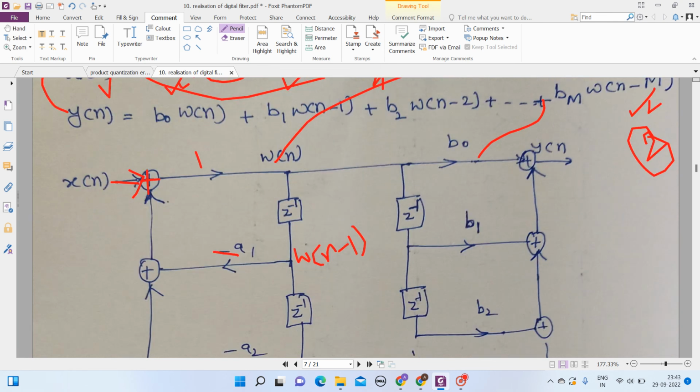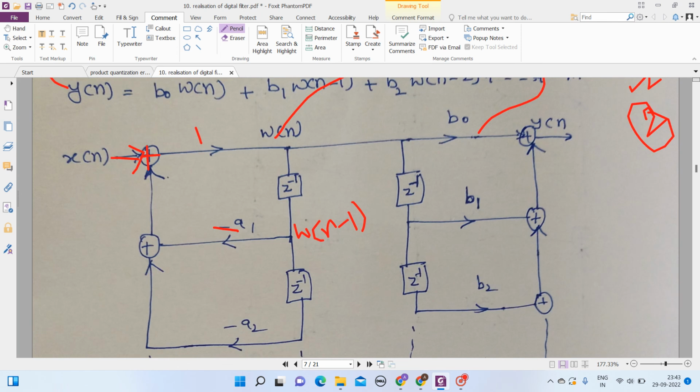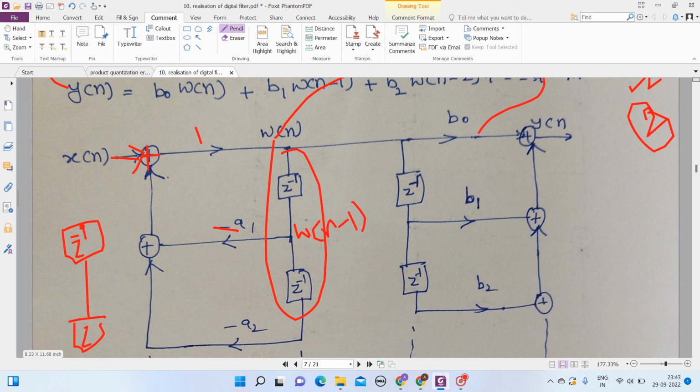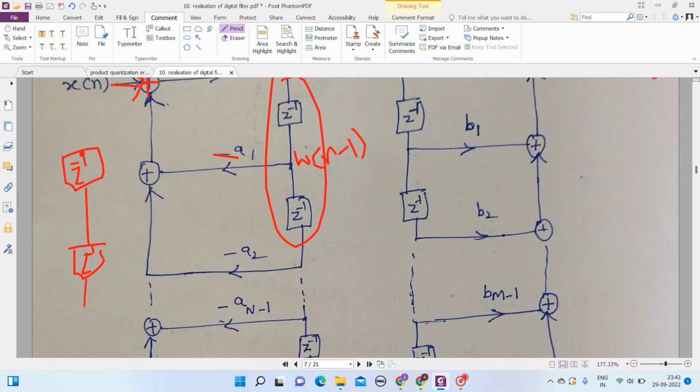We shouldn't write minus 2 here. If you are writing like this, I have already taught this one. Z to the power of minus 1, z to the power of minus 1. The output is z to the power of minus 2. Here the output is w of n minus 2.